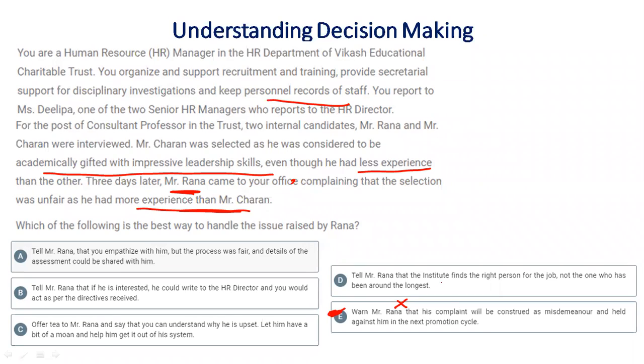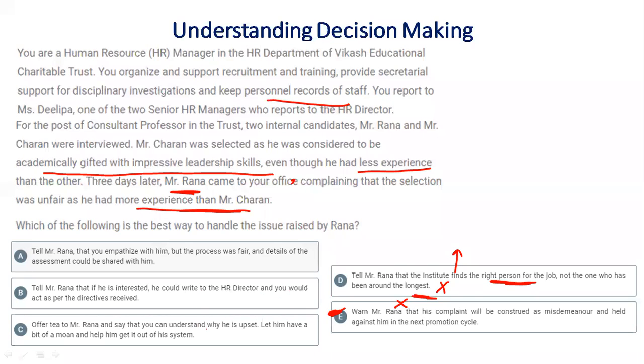E to nahi hoga. D is tell Mr. Rana that the institute finds the right person for the job, not the one who has been around the longest. Okay. This is a neutral statement. It is not an extreme one, but let's understand what it says. You tell Mr. Rana that the institute finds the right person for the job and not the one who has been around the longest. Isn't this very redundant information, right? Mr. Rana already knows for a fact that he has longer years of experience, but he is still not selected. If you go back and say the same thing, that we have found the right person and not the one with longer years of experience, it is not adding any value, right? Mr. Rana won't be satisfied because you're just giving him the same information he already knows. Mr. Rana को तो पता ही है that he has more years of experience, but why he is not selected is the question. So again, this is not a very comfortable option, because it doesn't help Mr. Rana to convince himself.